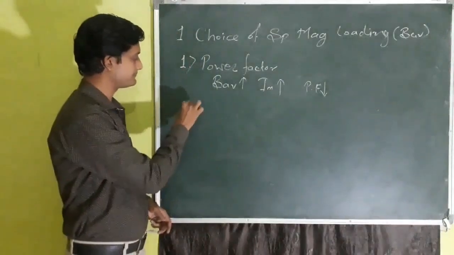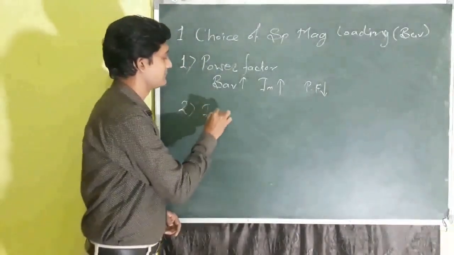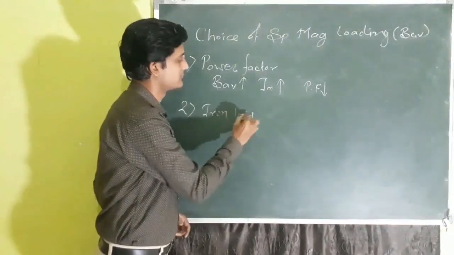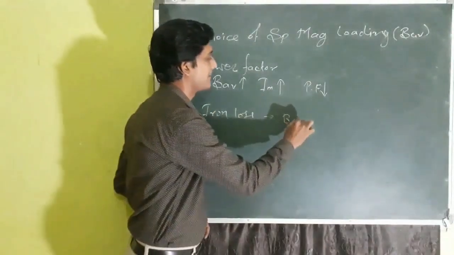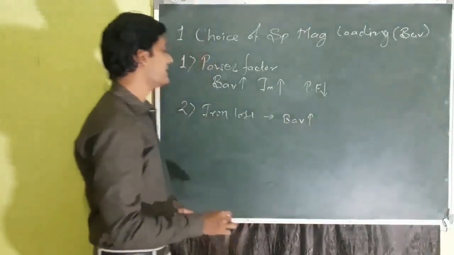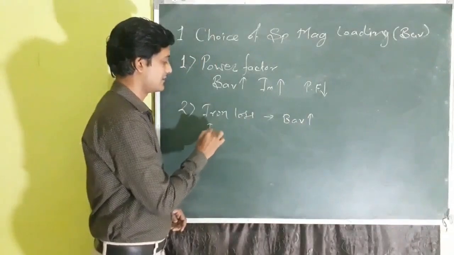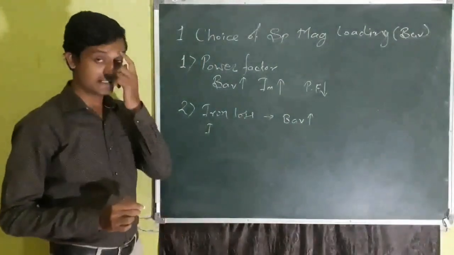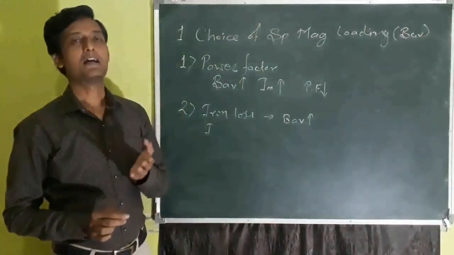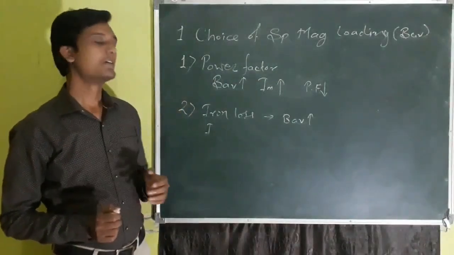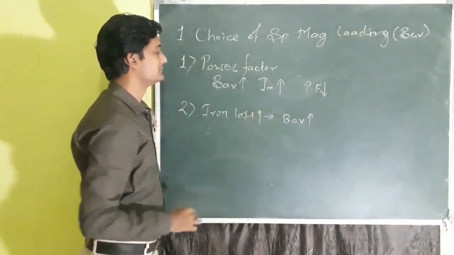Second is iron loss. If Bav is increased, the iron losses of the machine will also increase, because the flux density is directly proportional to eddy current loss and hysteresis loss. So iron losses will also increase.